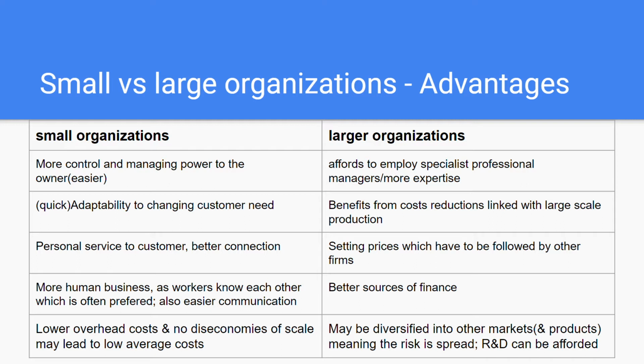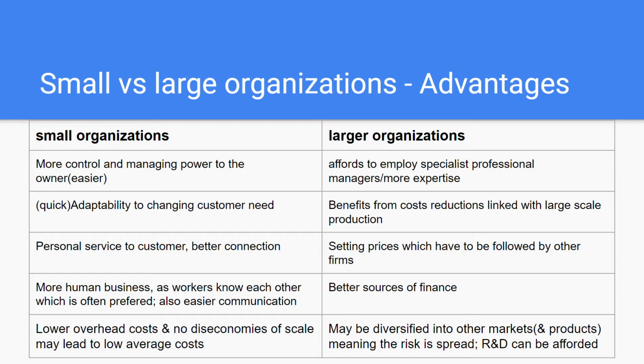If you think back in the previous video, when we talked about production economies, that you can spread out the fixed cost over a larger quantity of goods, which makes the average unit cost lower. The third advantage would be they can often set prices which have to be followed by other firms.